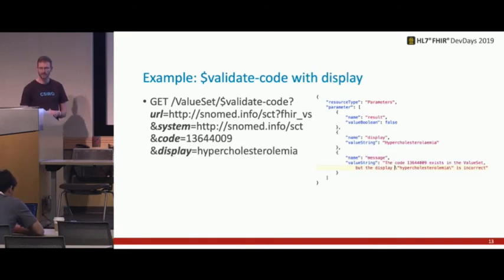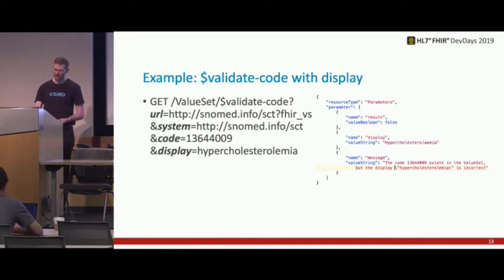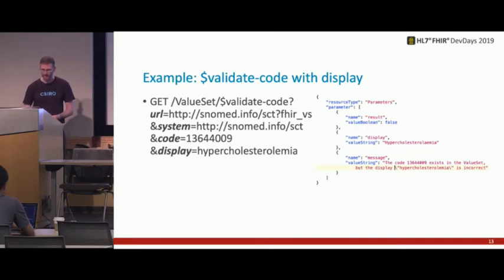This is a second example. In this case, I'm actually passing a display in. So I'm saying, validate this code. The code is 13644009, and the display text that I've received from someone is hypercholesterolemia spelt like this. So I ask my server this, and in this case it comes back and says, no, that's not correct. The code is in the value set, and it gives me a message: it is in the value set, but the display term that you've provided is incorrect. And then just up above it has the correct display term, or the preferred display term, which is hypercholesterolaemia with an AE. I've used the Australian version of SNOMED here. It may be different in the US edition.